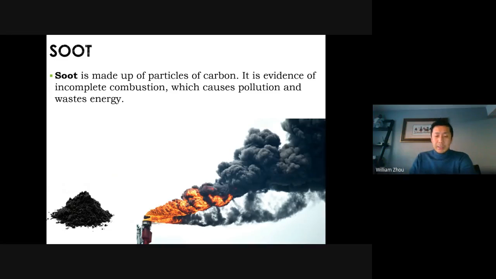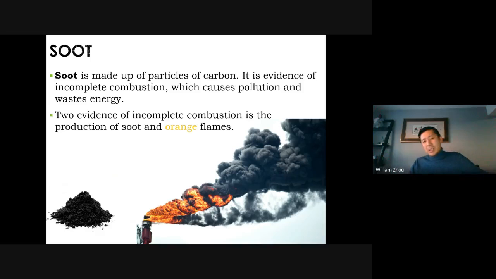All right, so soot is another product of incomplete combustion. If you see that black smoke, solid carbon, this causes pollution, and if you have incomplete combustion, then the flames are not as hot, and you don't produce as much energy. So that's quite wasteful. So if you want to know whether something is complete or incomplete, you can just look at the color of their flames. Orange means incomplete. You see black smoke or soot, incomplete. If you don't see any of those, it's probably a complete combustion.